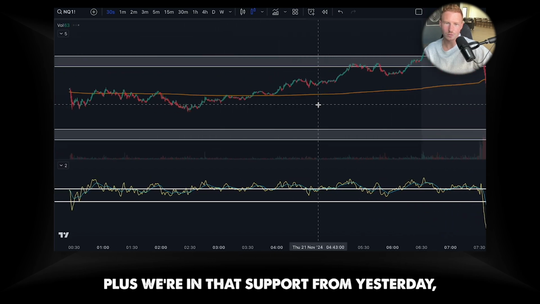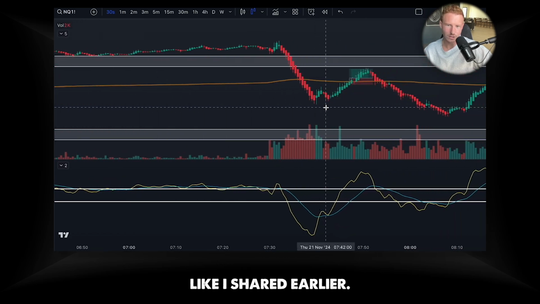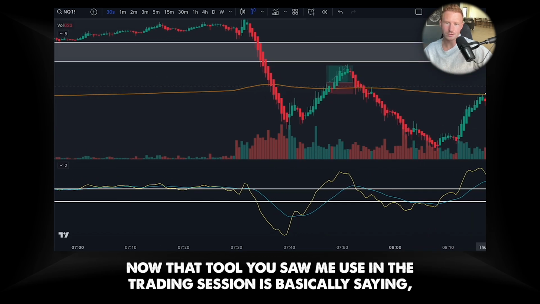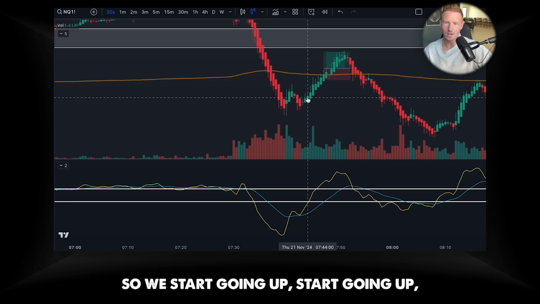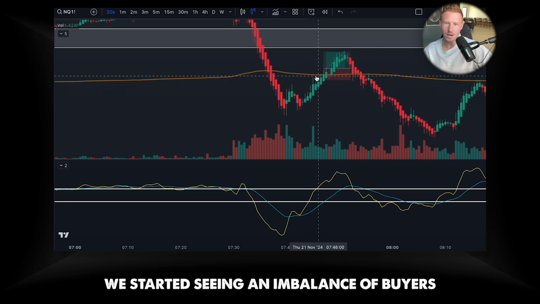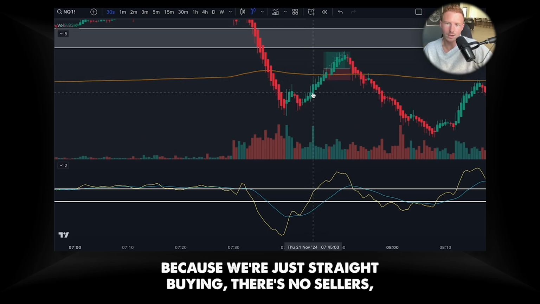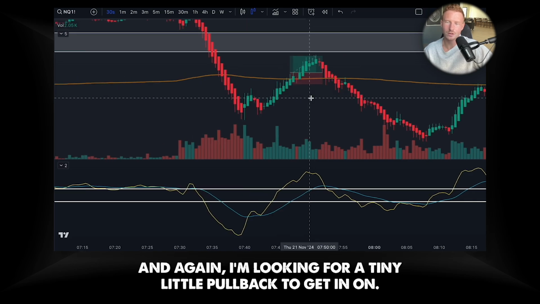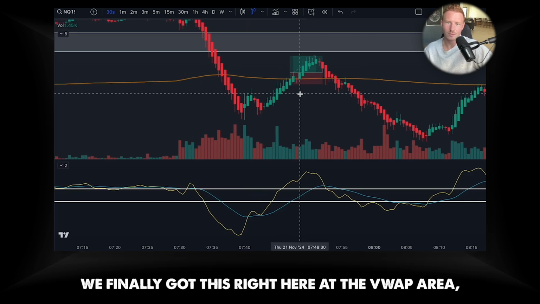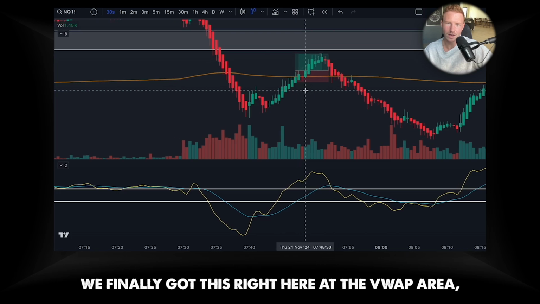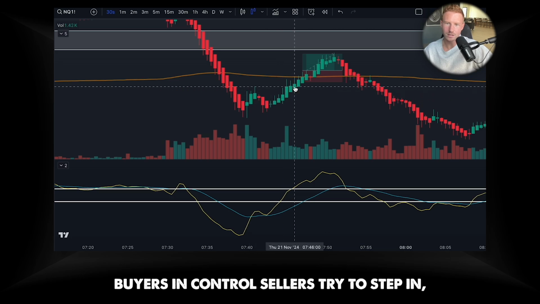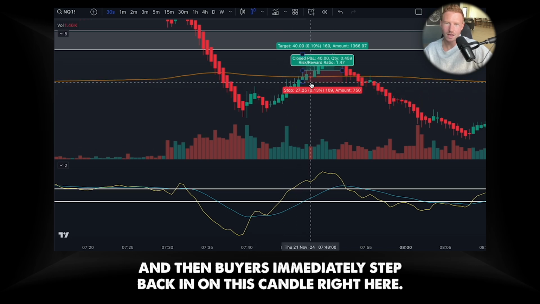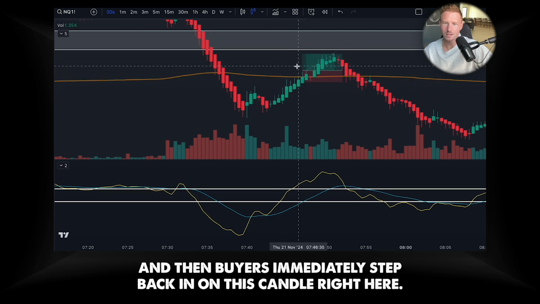Plus, we're in that support from yesterday, like I shared earlier. Now, that tool you saw me use in the trading session is basically saying there's a high probability we bounce here and we get back up to this resistance area. So we started going up. We started seeing an imbalance of buyers because we're just straight buying. There's no sellers. And again, I'm looking for a tiny little pullback to get in on. We finally got this right here at the VWAP area. And what do we see? We notice a massive imbalance. Buyers in control, sellers try to step in, and then buyers immediately step back in on this candle right here.